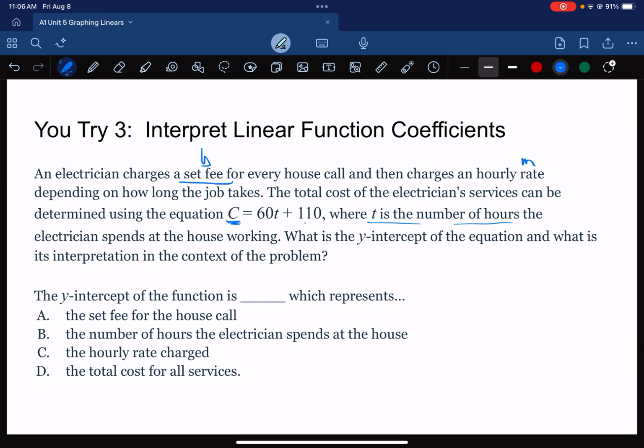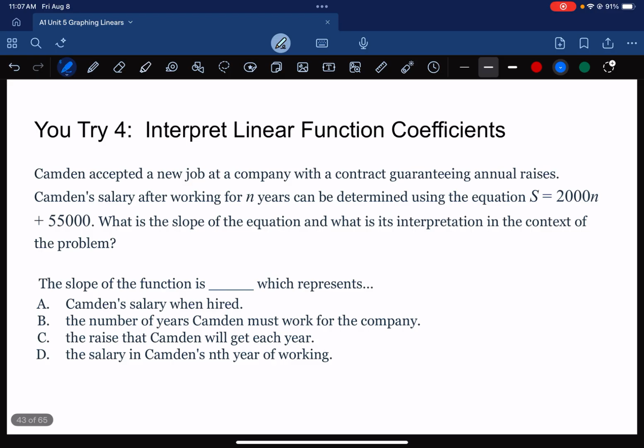Which one of those values is the set fee? Well, this is y equals mx plus b. That's the form it's in, right? So you've got to use some of that too. The b value then is the 110. And what does that represent? That's the set fee, that one-time cost for the house call. The number of hours he spends is t. The hourly rate charged is the slope, or 60. Rate is slope. Total cost for all the services, well, that's just the value of C. Okay? You try the next one.